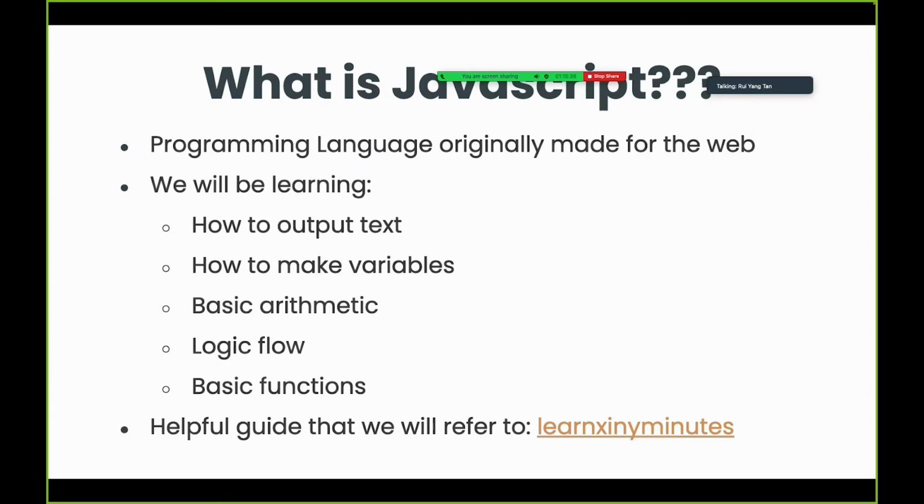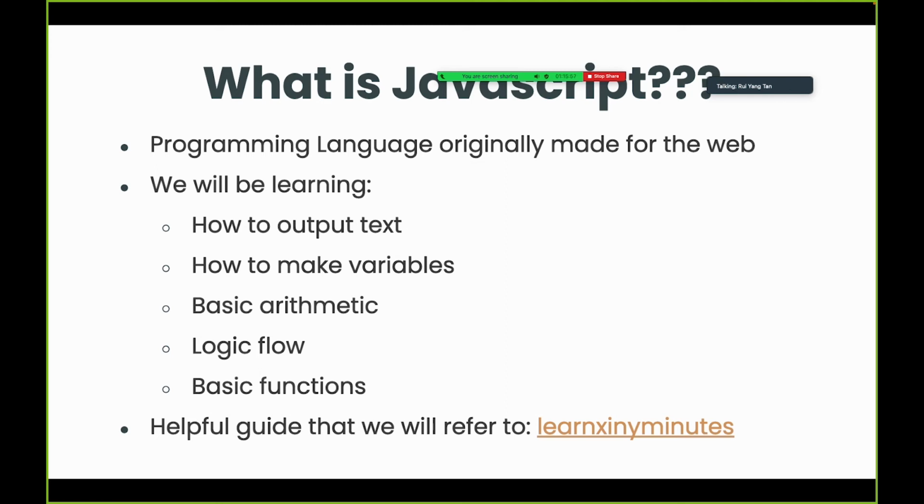So what is JavaScript? JavaScript is a programming language originally meant for the web. It was a terrible language that somehow people still adopted, and now people use it. It's still kind of terrible, but people use it, so it's not so terrible anymore.